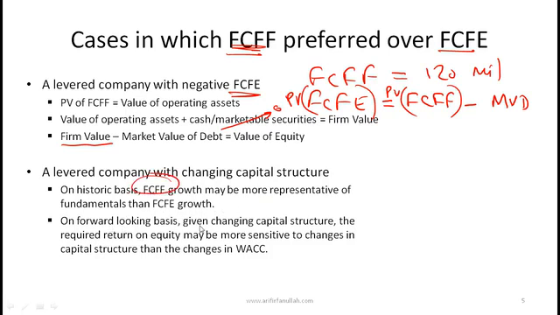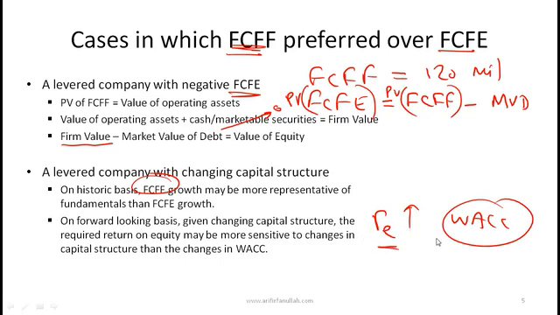On a forward-looking basis, given changing capital structure, the required return on equity may be more sensitive to changes in capital structure than the changes in WACC. So the point here is that obviously if the capital structure keeps changing, does that change the cost of equity? Yeah, if the capital structure keeps changing and the company is more risky, then maybe this will go up. Does the WACC change? It might, but the impact on WACC will be less. So if you have the capital structure changing, the WACC generally tends to be more stable than cost of equity.